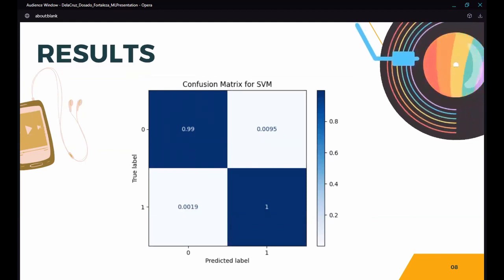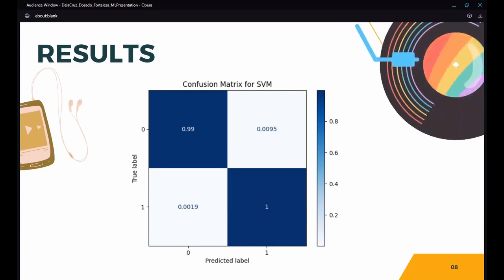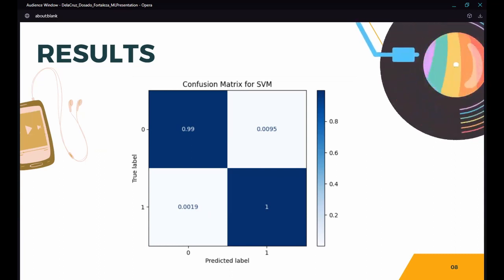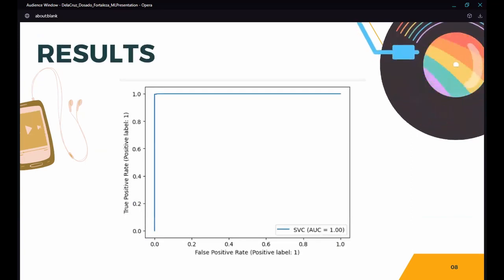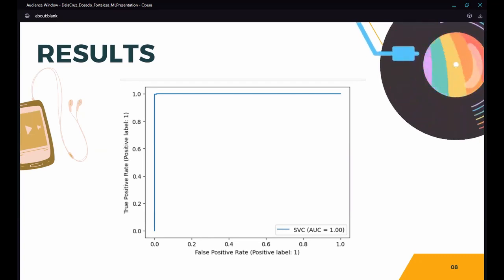Here, it shows the confusion matrix for SVM. We have the positive predicted value of 0.99, while the negative predicted value is 1.0. Next, please. The algorithm also has an AUC-ROC of 1.0.